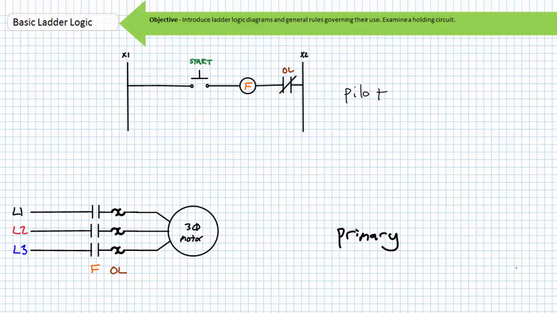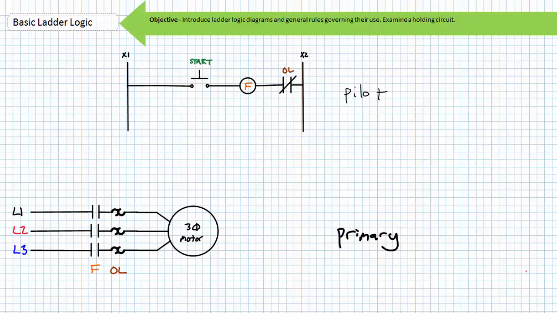Let me simplify our ladder logic diagram ever so slightly. Again, this ladder logic diagram flattens out the traditional schematic, and it makes readily apparent that in order to complete a conductive path from the hot or high side X1 through coil F to the lower neutral side X2, one must close the start push button. When the F coil is energized by the pilot signal, the F contactor closes the three primary contacts.